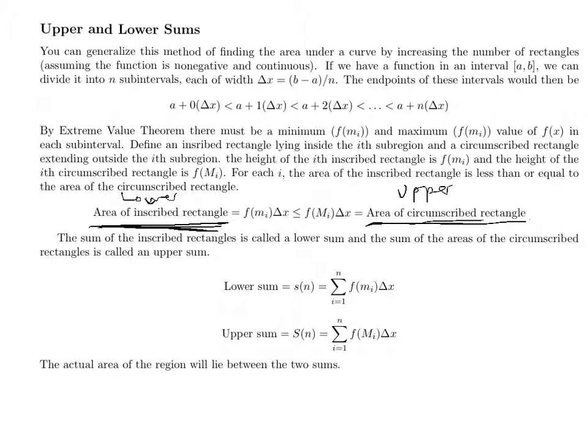And by definition, a lower sum will always be less than or equal to an upper sum. They can never be reversed, because then by definition it would be switched, okay? They could be equal, particularly if you have a straight line, you would end up with them equal.